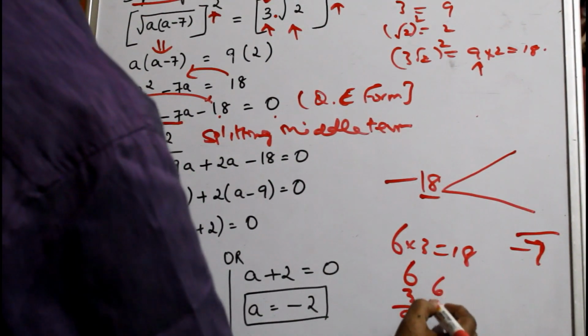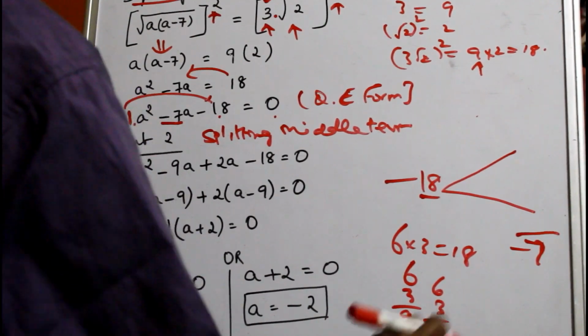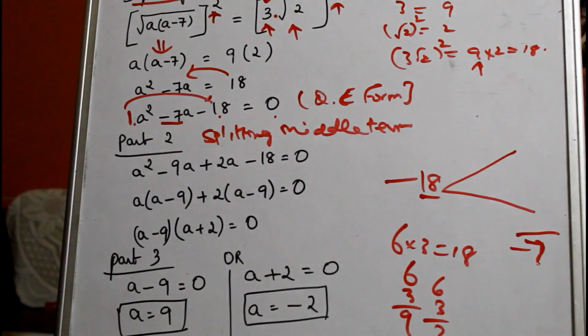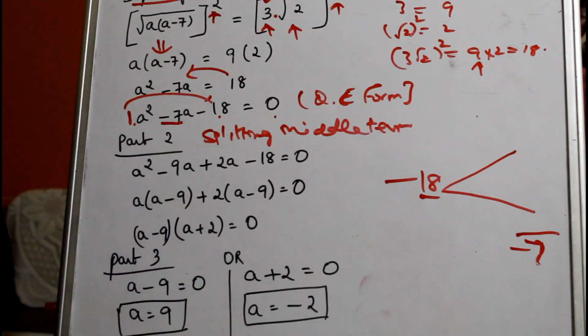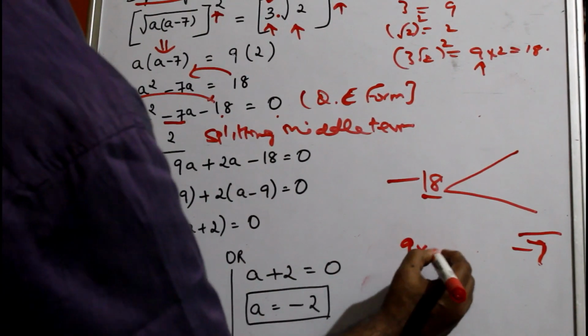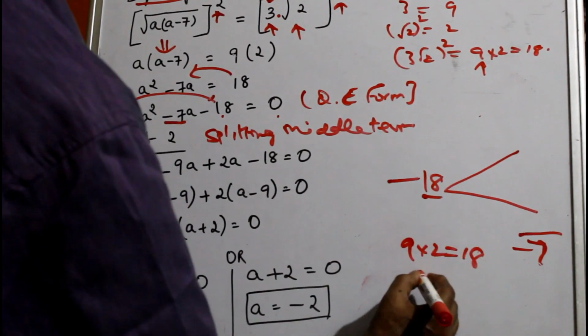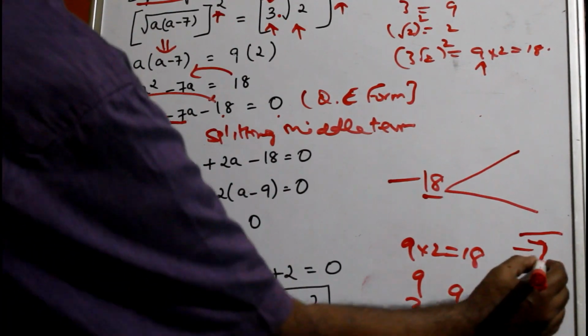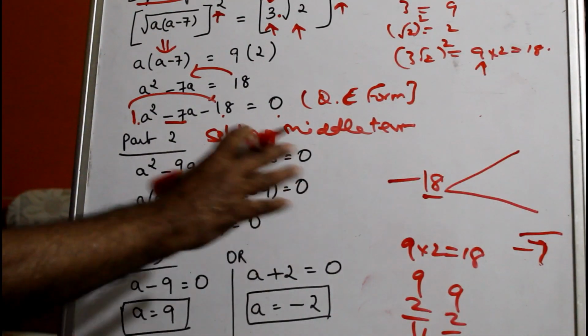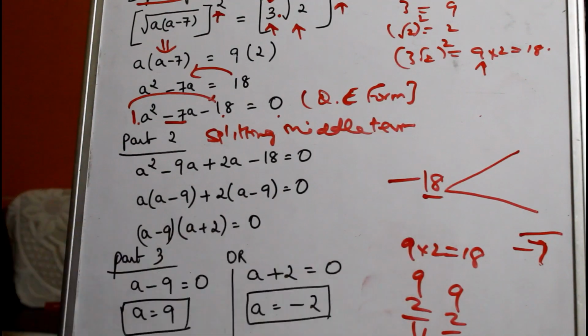6 plus 3 is 9. 6 minus 3 is 3. Both are not coming here. So we must go to the next factor of 18. The next factor of 18 is nothing but 9 into 2 equal to 18. 9 2s are 18. Add and see, 9 plus 2 is 11. 9 minus 2 is 7. So you are getting the 7. Again, repeat, don't worry about the sign. First you get the factors.